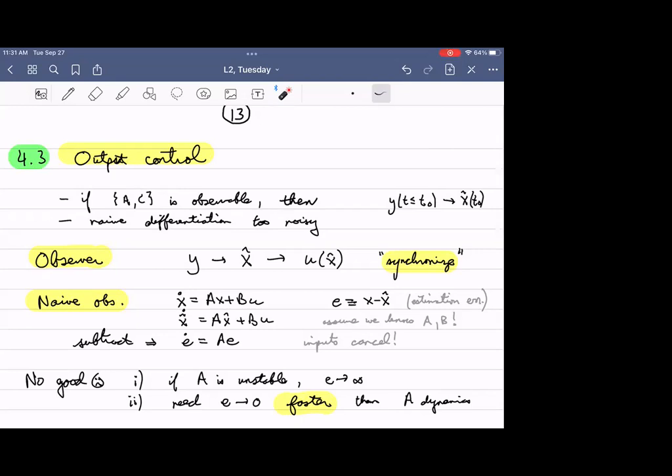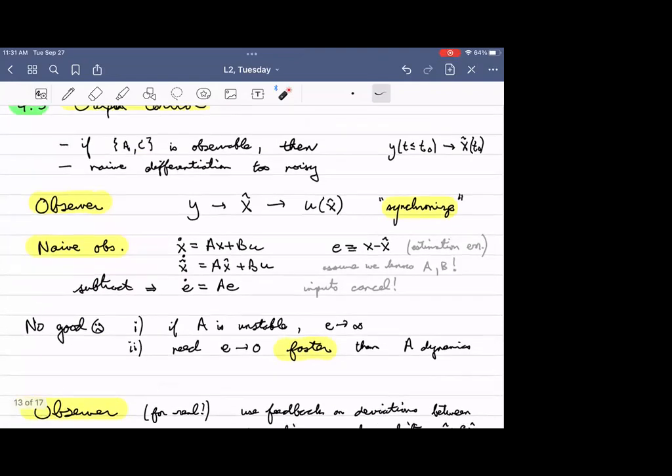Okay, so let's see how this can work. Let me do this naively. A naive observer doesn't have that feedback, and let's just see what can go wrong. So here is the physical system, our linear system. Here is a dynamical model. Now we know the input, so we can feed the same input U into both the real system and the model.